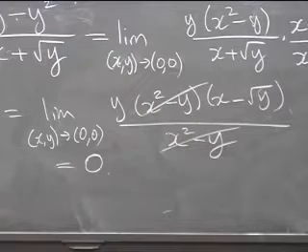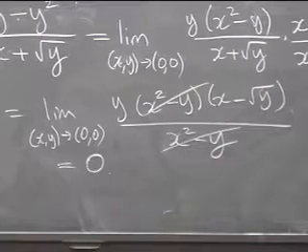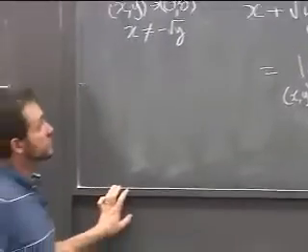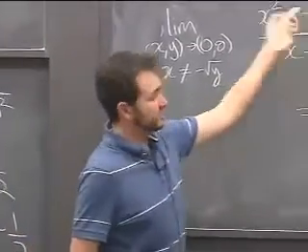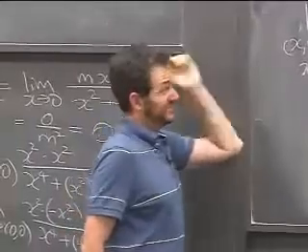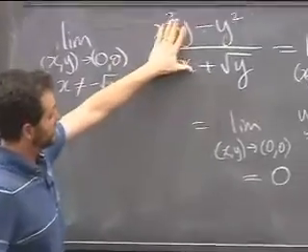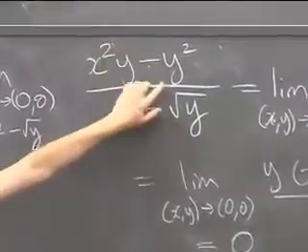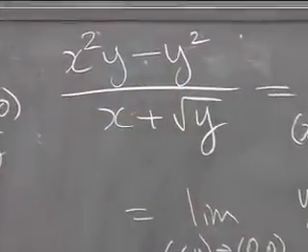How do you know which one to do? Practice. I would say here, I was a bit lazy. Maybe I should have just tried y equals 0 first and x equals 0 first. If we did, we would be in good shape. With y equals 0, you can see the top is 0. With x equals 0, you get minus y squared over root y, which has a positive power of y, so that goes to 0.